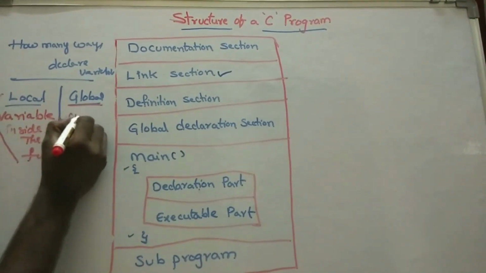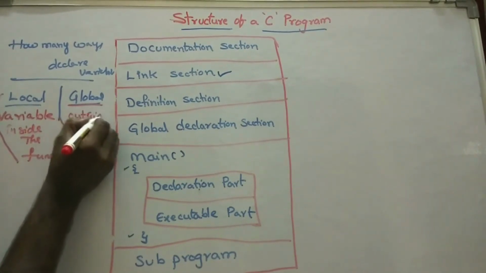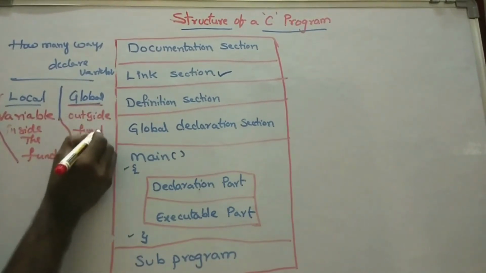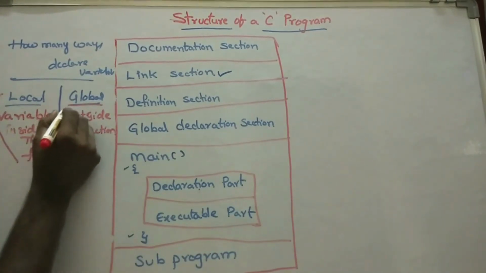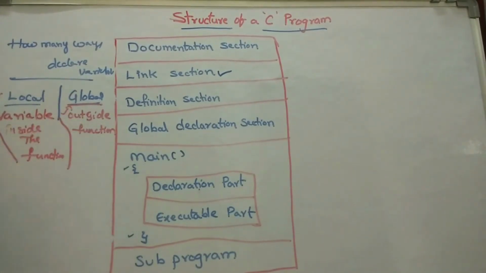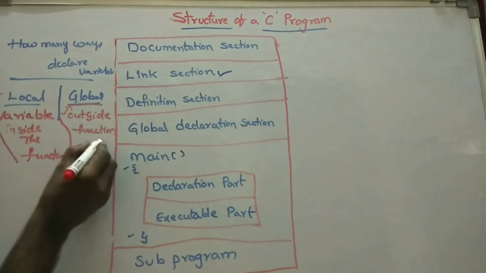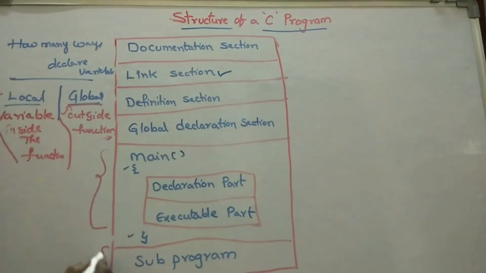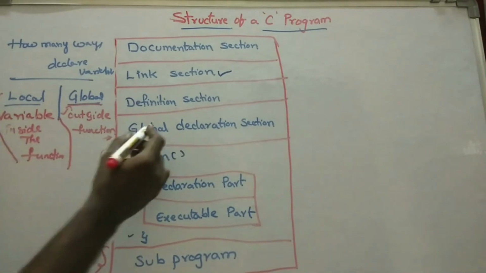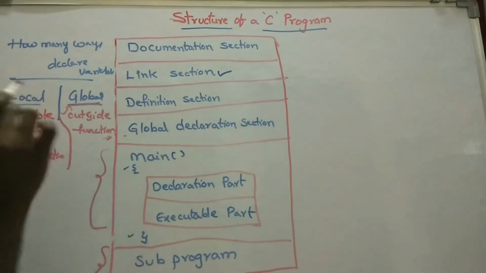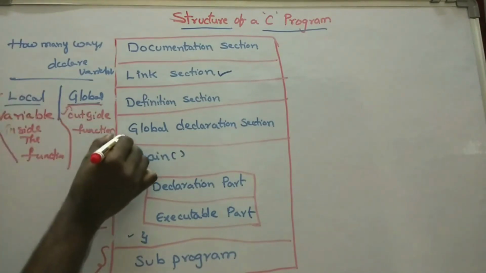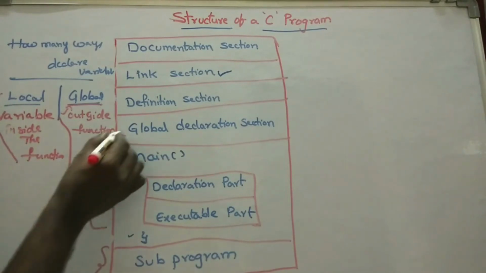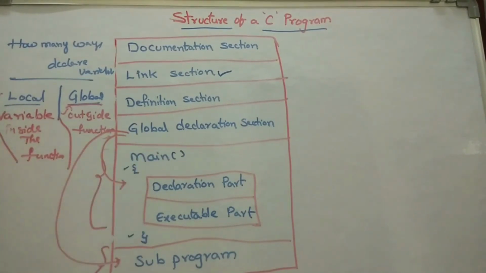Suppose we declare the variable outside of the function, those variables are called global variables. Right? Now in this global declaration part, I can declare the variable as global. This variable I can access within the main function as well as in sub functions, that means in sub programs also. If I declare the variable as global, that variable can be accessed within the main method as well as outside of the main method.